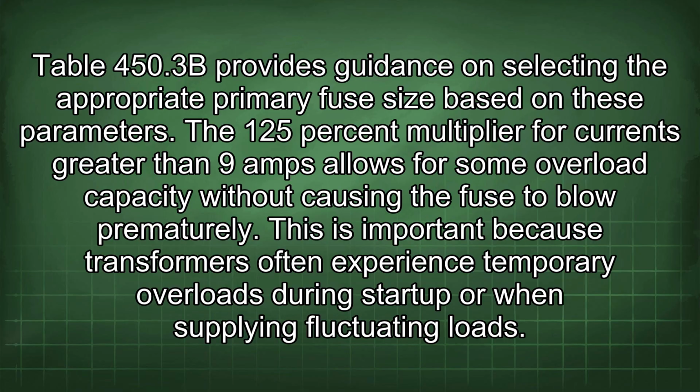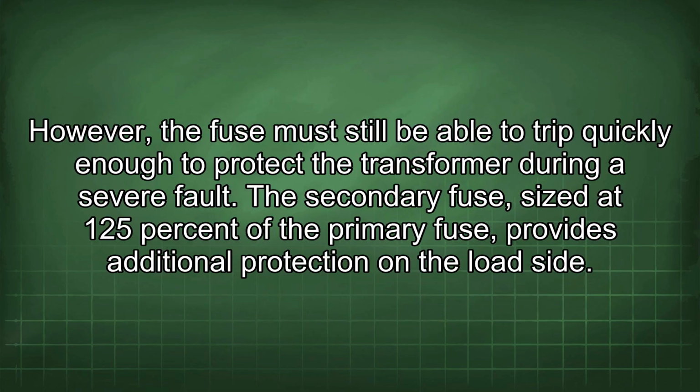The 125% multiplier for currents greater than 9 amps allows for some overload capacity without causing the fuse to blow prematurely. This is important because transformers often experience temporary overloads during startup or when supplying fluctuating loads. However, the fuse must still be able to trip quickly enough to protect the transformer during a severe fault.